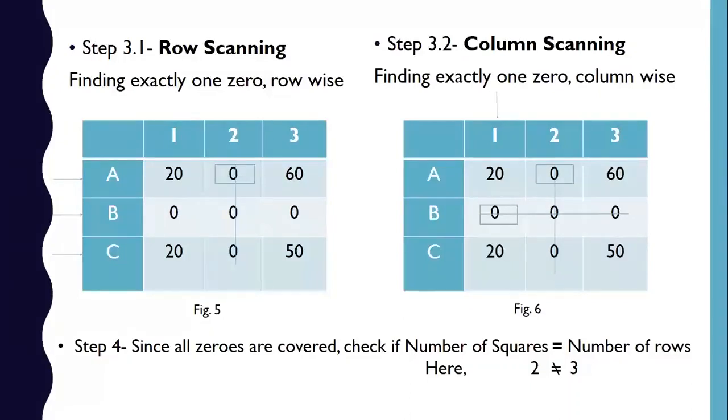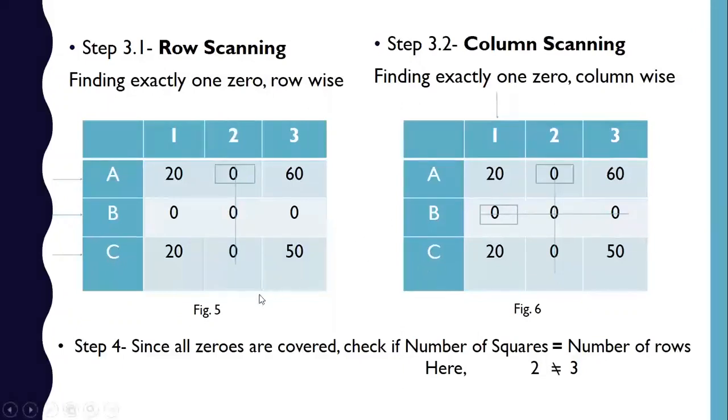Now, taking into consideration step 3.2, we perform column scanning on figure 5. We go through each column and look for exactly one zero. When we first go to column 1 in figure 6, we can see that we have found exactly 1 zero. So we mark it in a box and strike off that entire row.